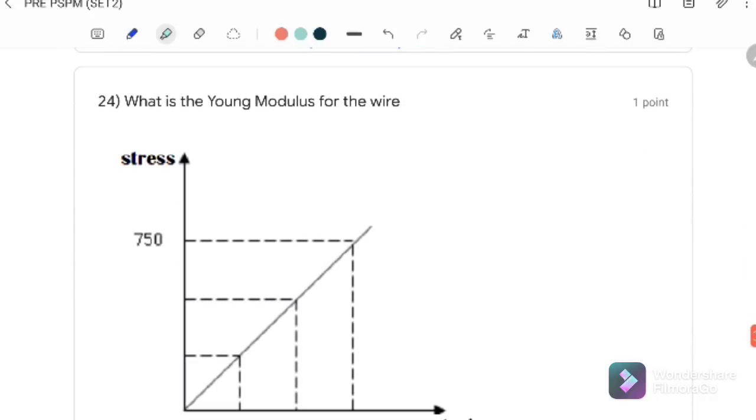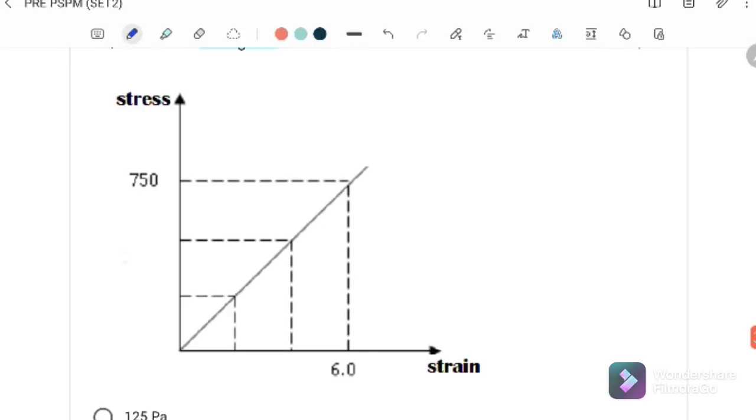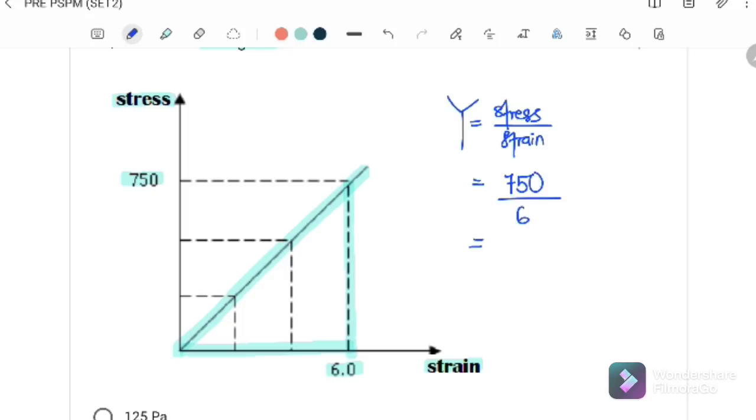Okay, question number 24 is chapter 11. What is the Young modulus of the wire? This is the graph of stress versus strain. We know that Young modulus is equal to stress over strain, which is actually the gradient of the stress-strain graph. Here we have stress is 750 and the strain is 6. So we substitute into the equation, stress is 750, strain is 6. So the Young modulus that we get is equal to 125 Pascal. So the answer is A.